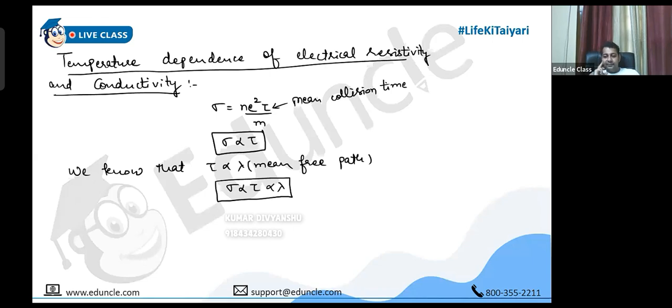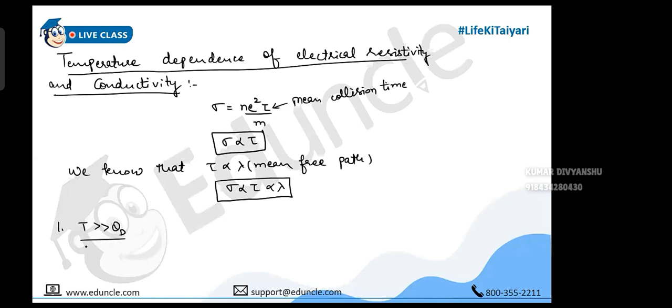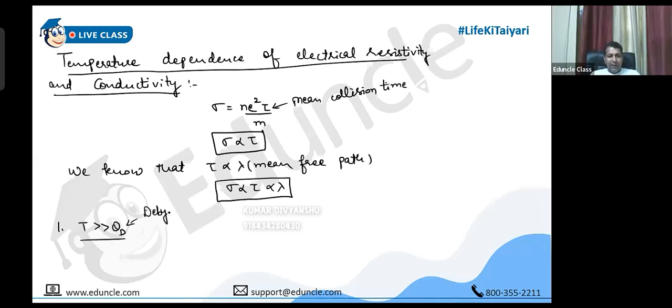So what happens at high temperature? This temperature is called the Debye temperature. It comes in the Debye model of specific heat for solids. And this is high temperature actually. When we say T is very much greater than theta D, that is high temperature, and room temperature is included in this limit.